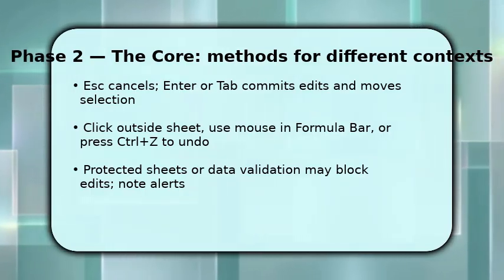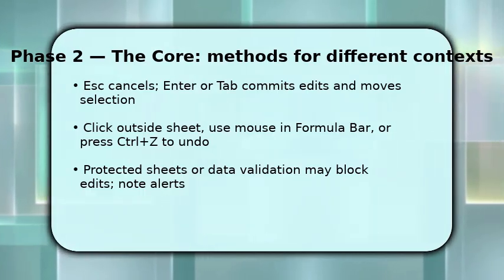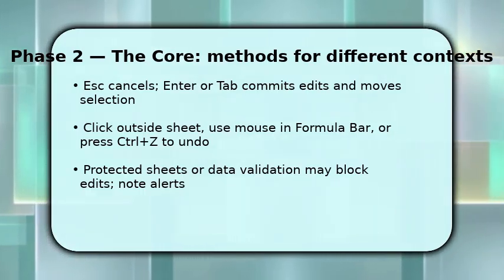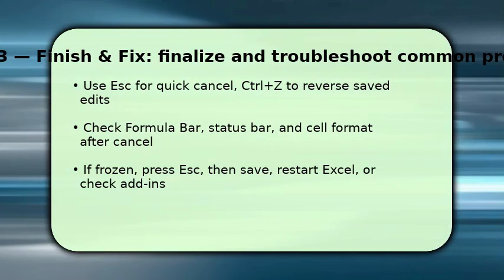Also, make sure to recognize protected sheets or data validation prompts. Those can prevent both edits and cancellations and will show an alert you must address. Finish by confirming the cell reverted and the formula bar shows the original content. Check the status bar for ready.